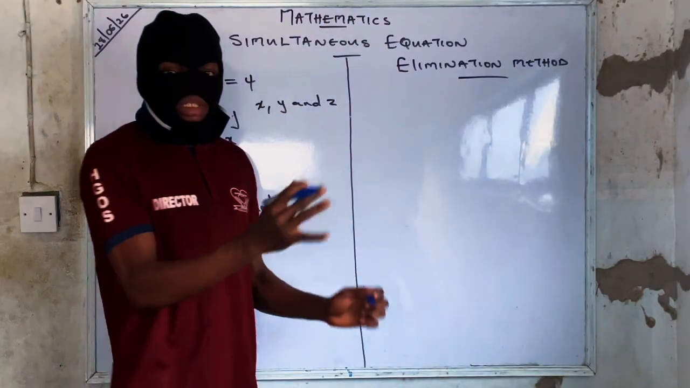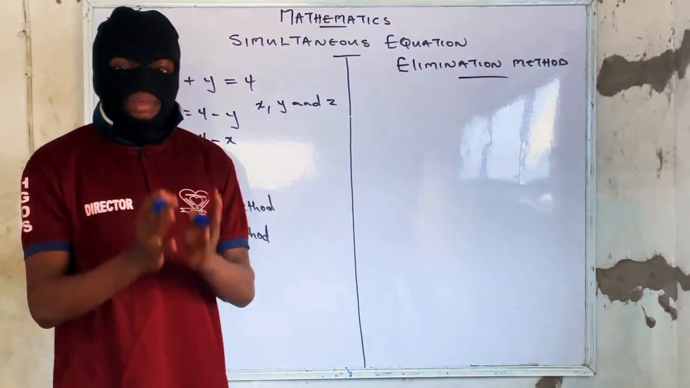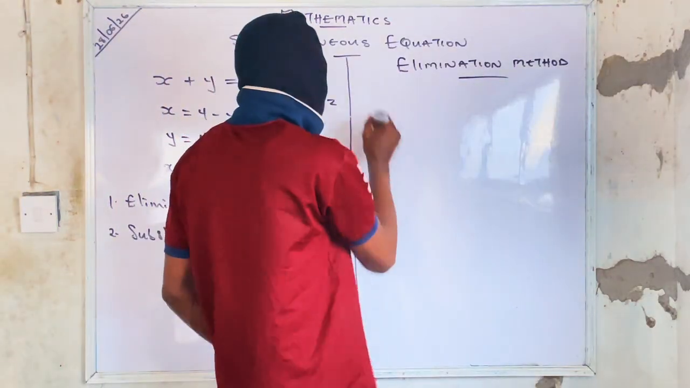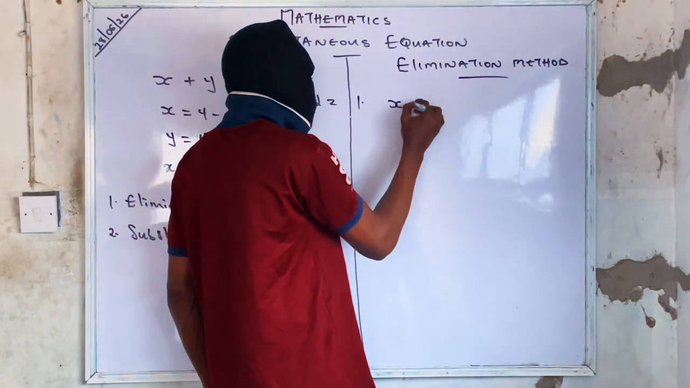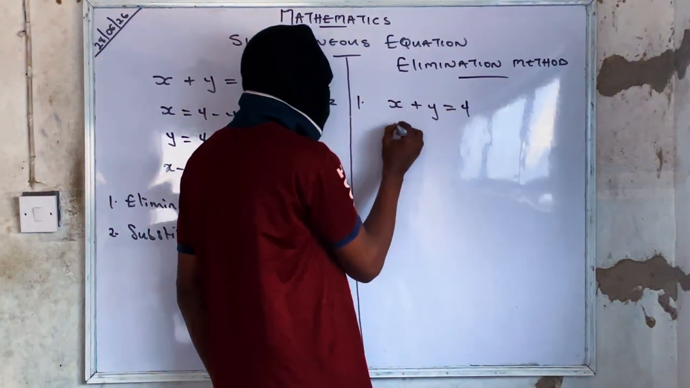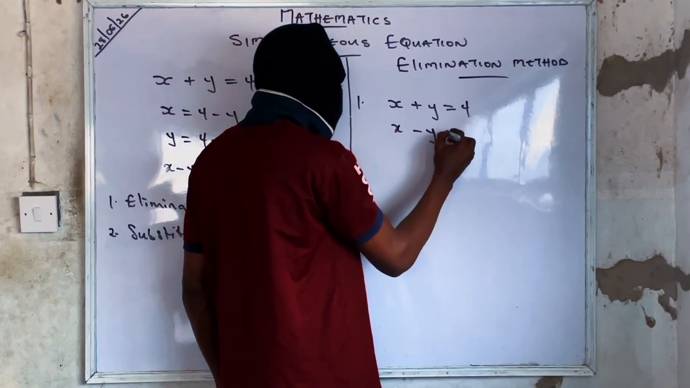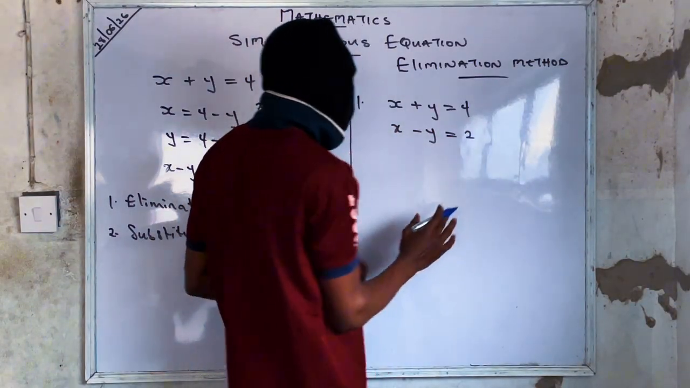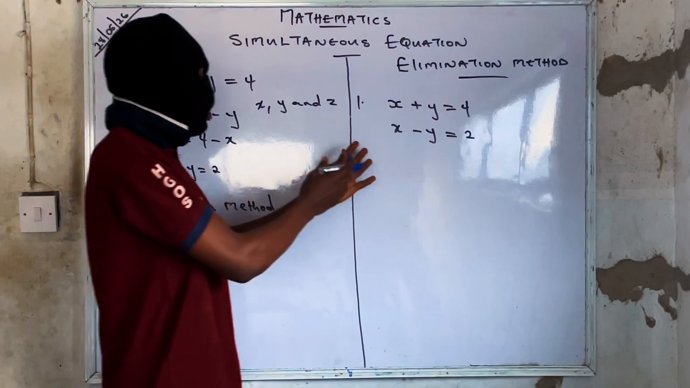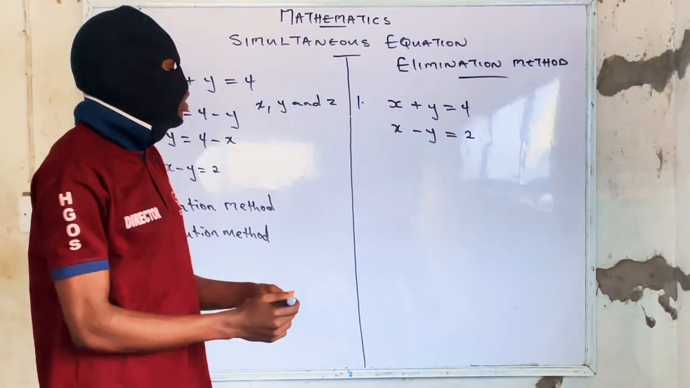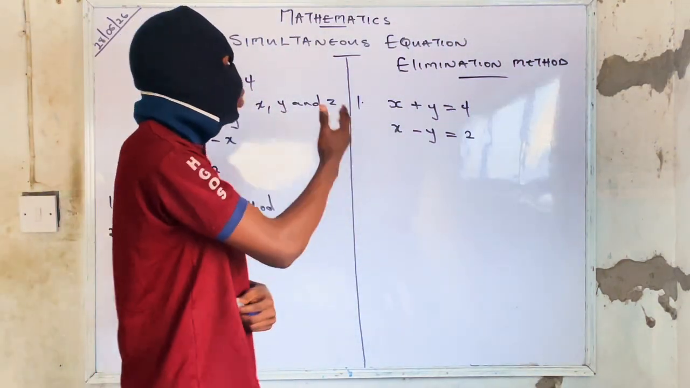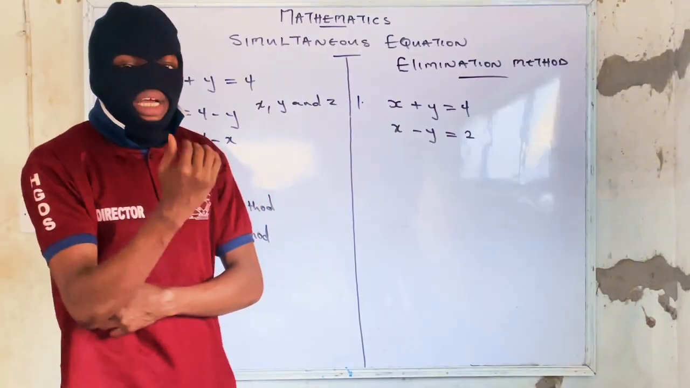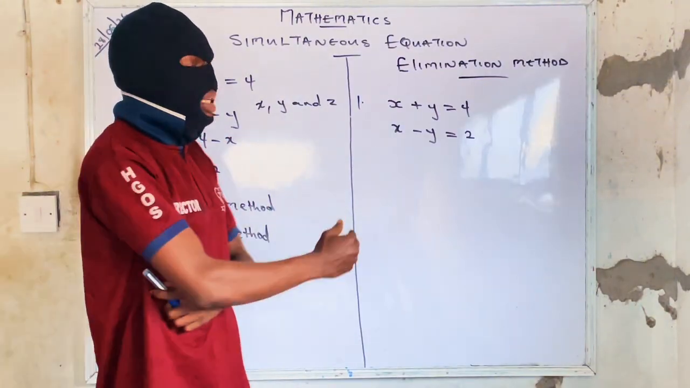Now let's discuss the elimination method. For example, if you have x plus y equals 4 and x minus y equals 2, you have two equations and two unknown variables, and you are asked to find the values of x and y.